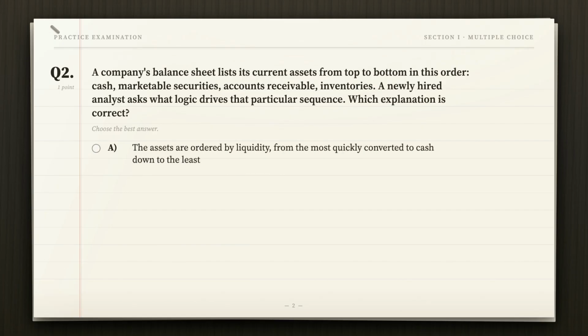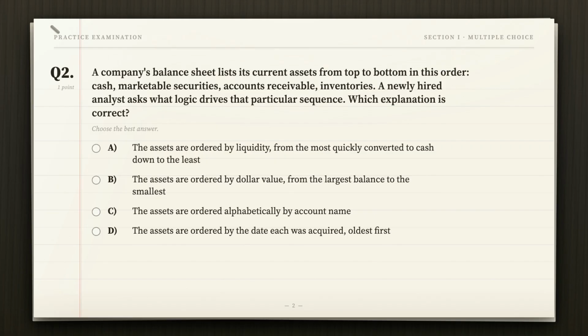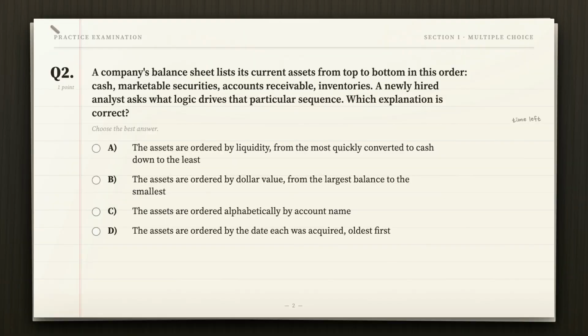The assets are ordered by liquidity from the most quickly converted to cash down to the least. B. The assets are ordered by dollar value from the largest balance to the smallest. C. The assets are ordered alphabetically by account name. D. The assets are ordered by the date each was acquired, oldest first. Take a second. Which answer would you pick?